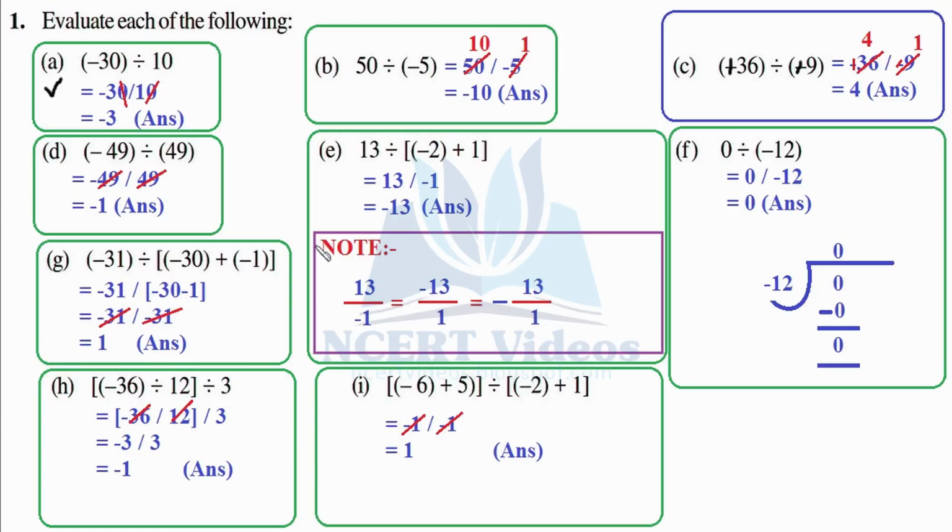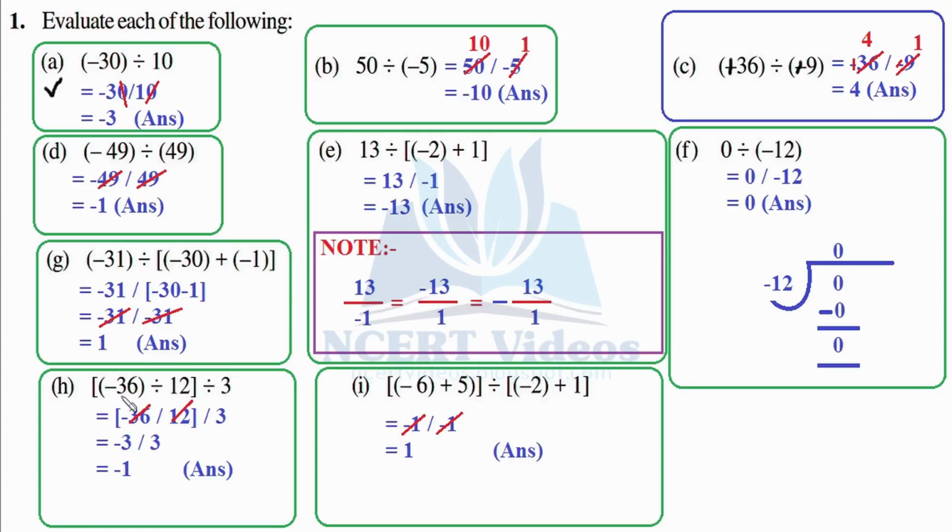Now one thing to note in question number E. If it is 13 over minus 1, with the negative in the denominator, that is equal to the negative being in the numerator, and that is also equal to the minus being before the fraction. So you don't have to confuse yourself whenever you see a negative sign either on the numerator or denominator. These are all the same, if there is only one negative sign, either on the numerator or denominator, or placed before the fraction. This is the same thing.